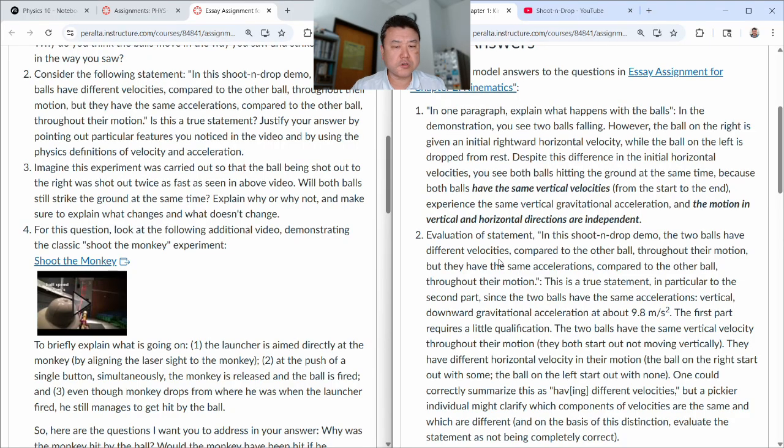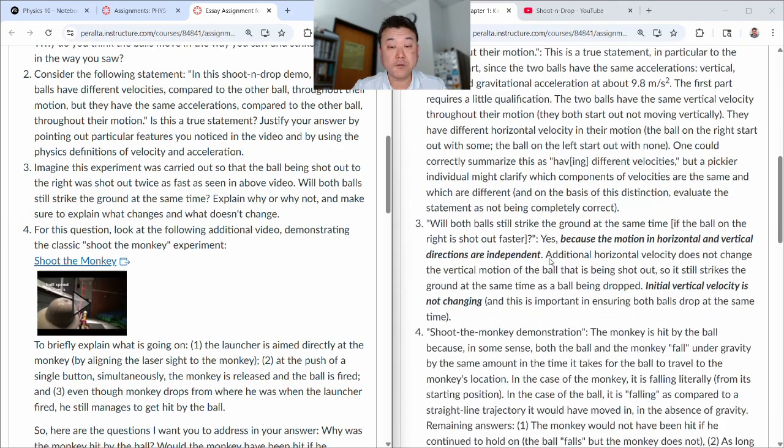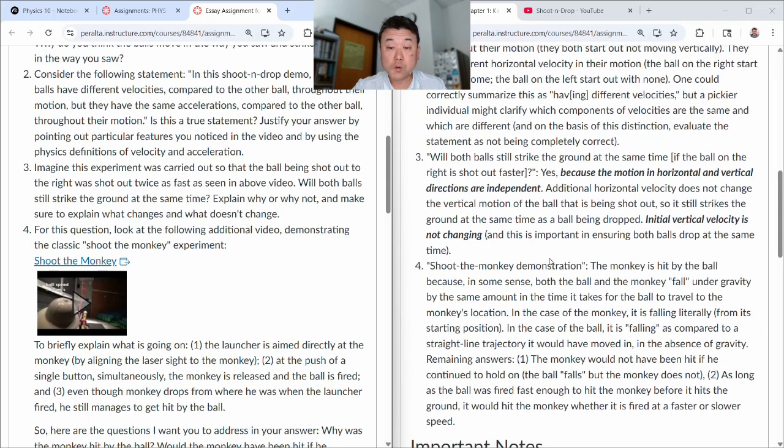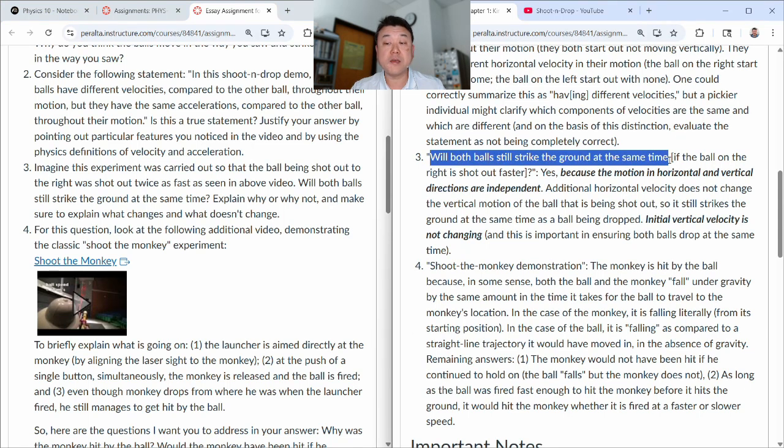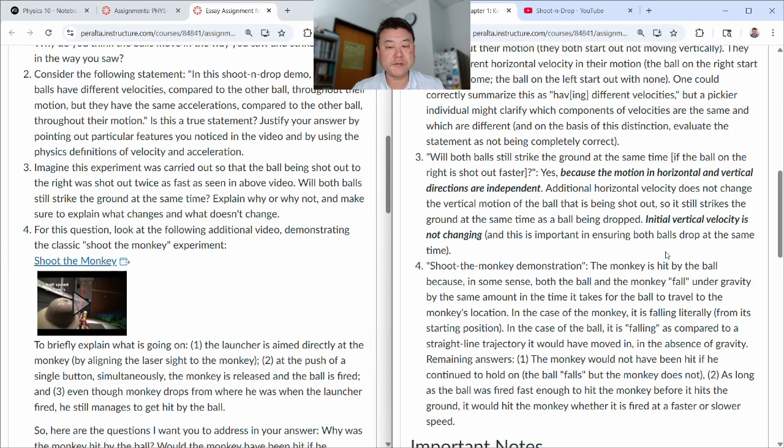And if you understood the whole thing about the vertical and horizontal directions of motion being independent, then you might easily say, oh yeah, they should still strike the ground at the same time. Probably. Let's read my model answer for question 3 here. Will both balls still strike the ground at the same time if the ball on the right is shot out faster? Yes, because motion in horizontal and vertical directions are independent. That's the main key point.